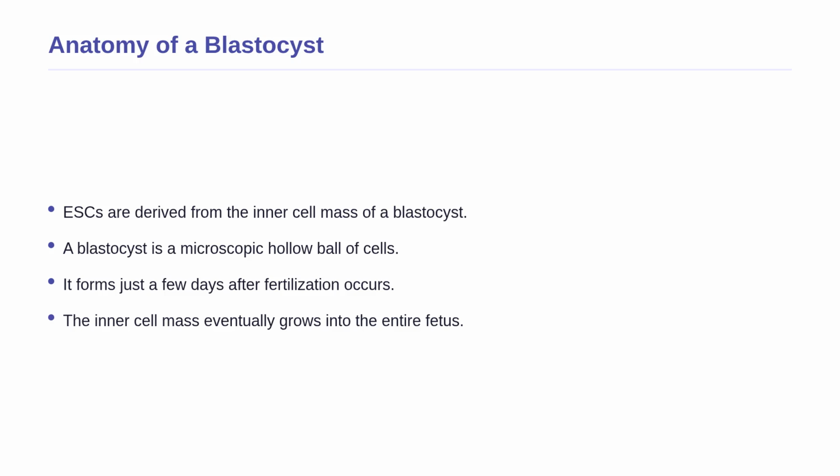Now that we understand their potential, let us look at where these cells actually come from. Formally, embryonic stem cells are defined as pluripotent stem cells derived from the inner cell mass of a blastocyst. But what does that mean? A blastocyst is a very early-stage embryo, essentially a microscopic hollow ball of cells that forms just a few days after fertilization. Inside this hollow ball sits a small, tightly packed cluster of cells called the inner cell mass. This specific cluster is the exact tissue that will eventually grow into the entire fetus.